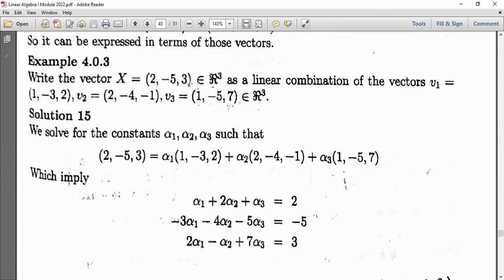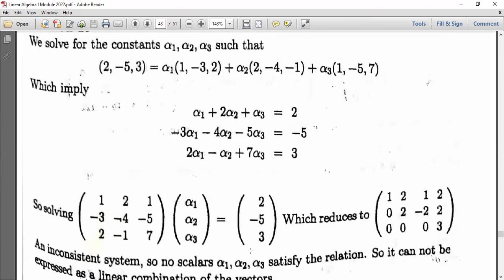Okay, good. Now, here is another example. This is a vector in R3, it's three-dimensional. So we want to write it as a linear combination of three vectors here. So we just write a linear combination. We equate coefficients as usual. Alpha 1 plus 2 alpha 2 plus alpha 3 is the first vector to form this system of equations.